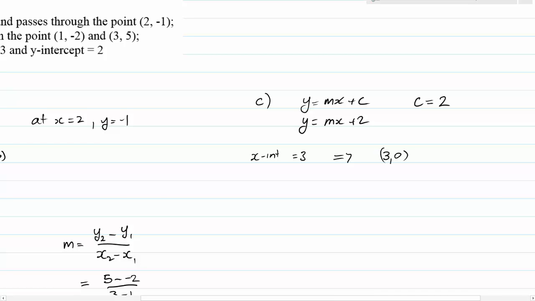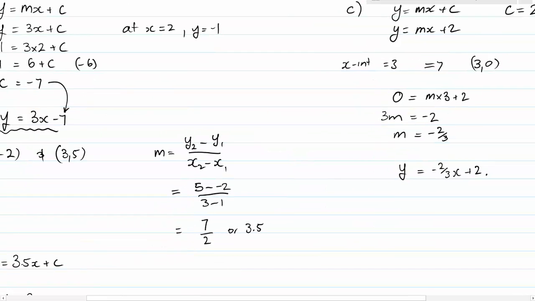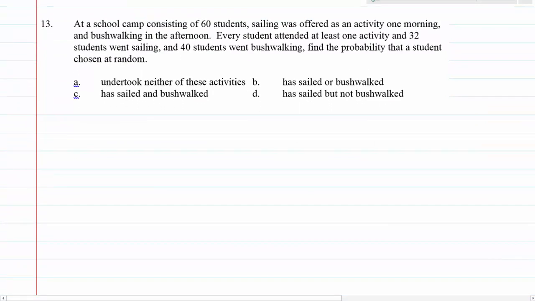X-intercept is when y equals 0, and so I get 0 equals m times 3 plus 2, which means that 3m is equal to -2, m is equal to -2/3, and therefore y is equal to -2/3 x plus 2. So there's answers to A, B and C. Moving on down to question 13.